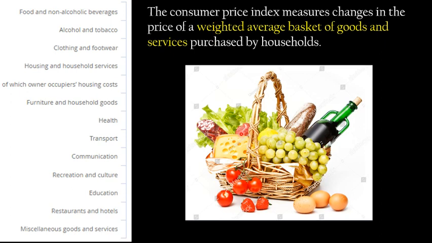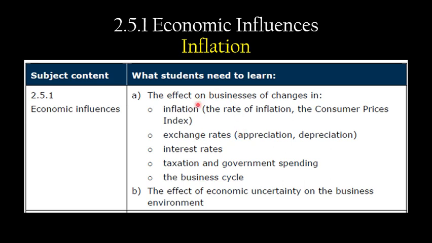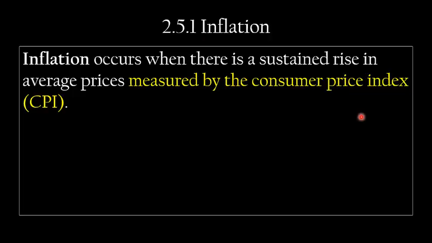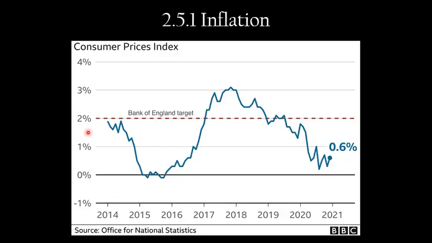So essentially, what Edexcel say you need to know is that the government wants a 2% rate of inflation, and we'll have a look at how that will affect businesses in a second, but it also wants you to know about the Consumer Prices Index, which is the way we measure inflation, and we do that by comparing a similar basket of goods and services to the same as it was last year.